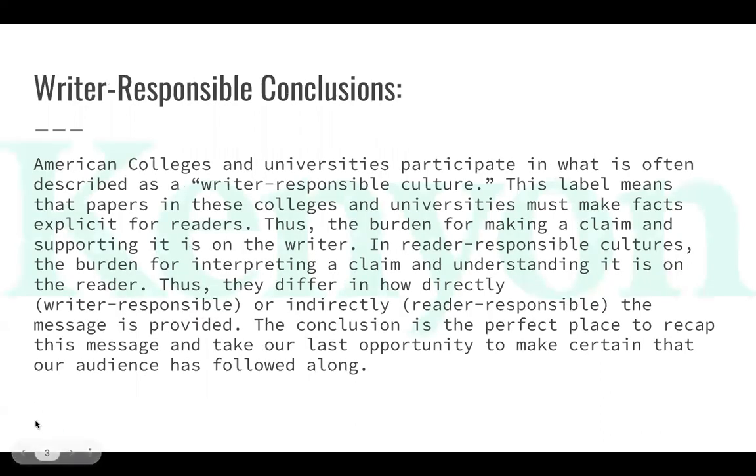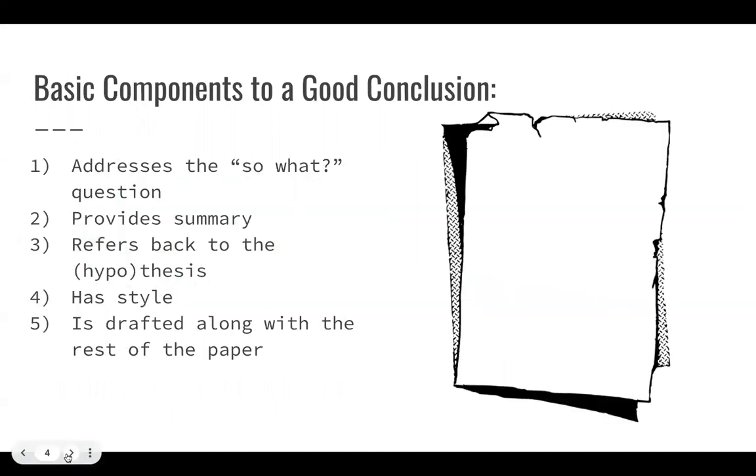American colleges and universities participate in what is described as a writer-responsible culture. This label means that papers in these colleges and universities must make facts explicit for readers. Thus, the burden for making a claim and supporting it is on the writer. In reader-responsible cultures, the burden for interpreting a claim and understanding it is on the reader. Thus, they differ in how directly, for writer-responsibles, or indirectly, for reader-responsibles, the message is provided. The conclusion is the perfect place to recap this message and to take our last opportunity to make certain that our audience has followed along.